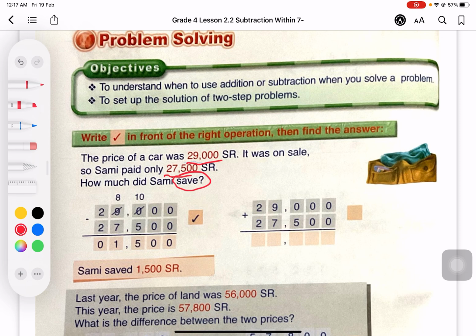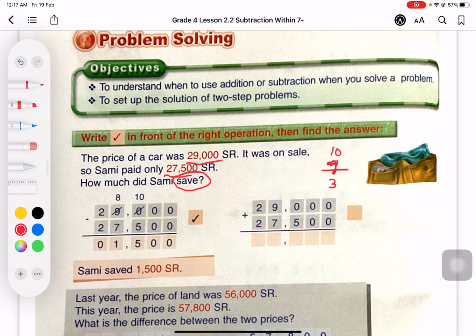If I said to you, you went and you have 10 JD and you bought something with 7 JD, okay? You should pay 10, but there was a discount, so you pay how much? 7. So how much did you save? You will say, Miss, I was going to pay 10, but I didn't pay 10. I paid 7, so I saved 3 riyal in this case.